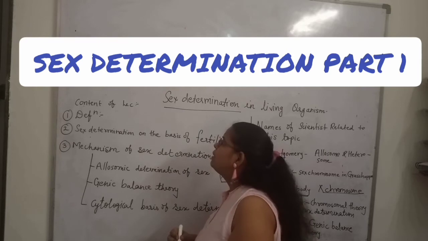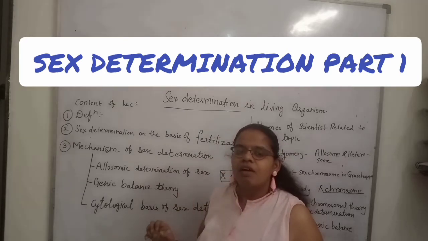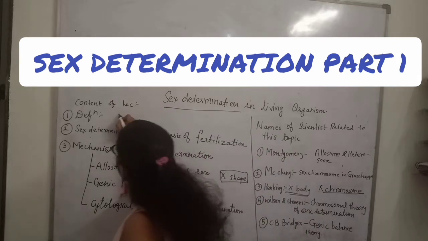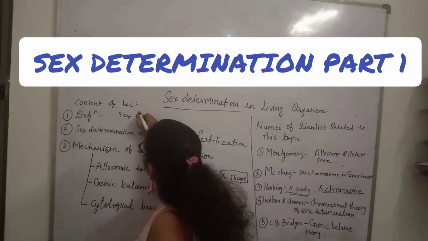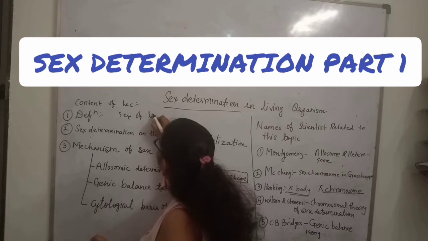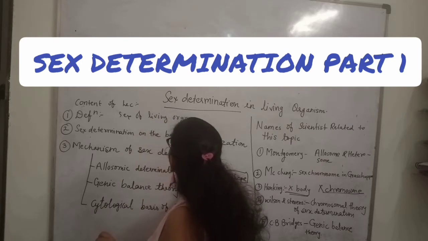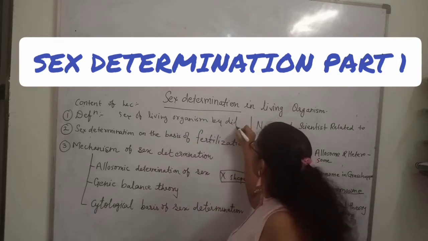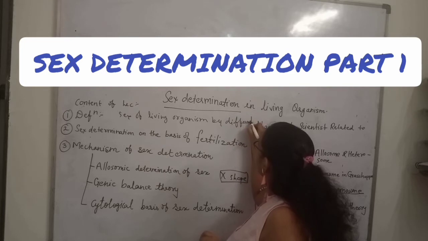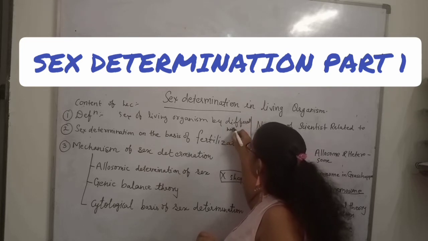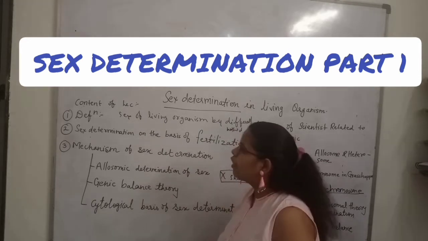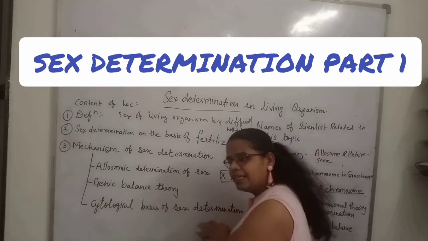So sex determination is the process of finding out the sex of a living organism by different methods. Right? There are many methods available which we have discussed here. So we are going to discuss these methods in detail.